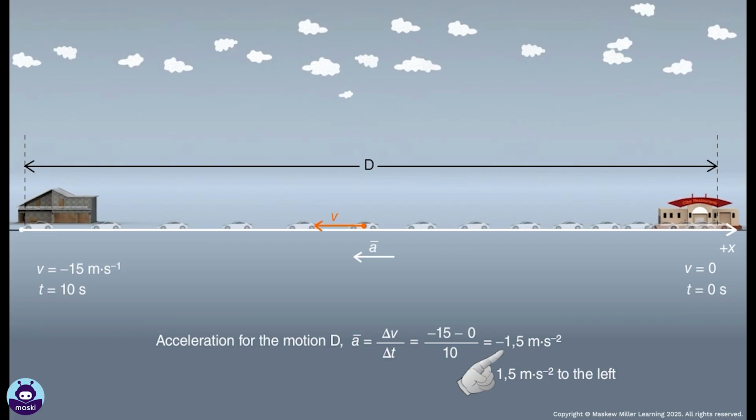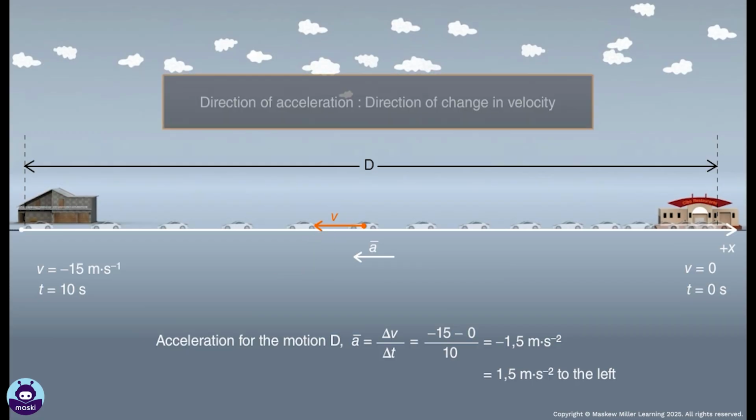Now let us analyze this negative acceleration. The negative sign does not mean that the car is slowing down, for it cannot slow down from 0. Since the direction to the right is positive, the acceleration is negative, and the velocity of the car is also negative, directed to the left. The car is speeding up. Acceleration only tells us the direction of the change in velocity.